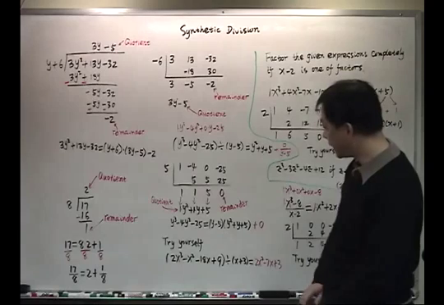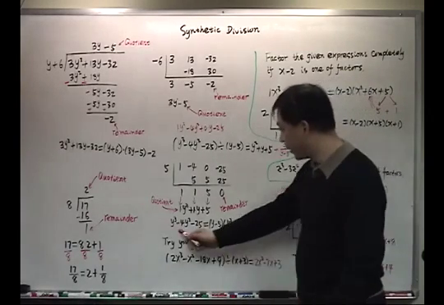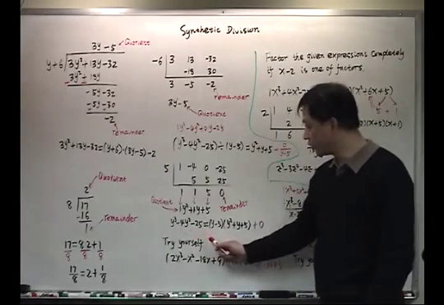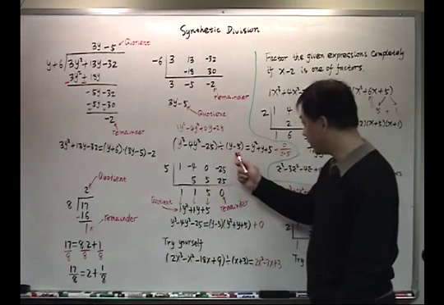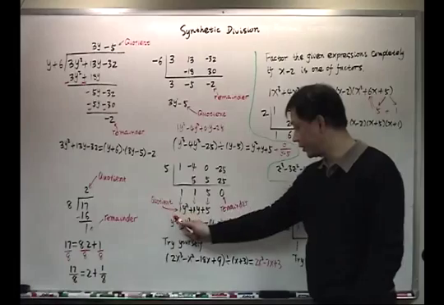Okay, so again you may not write 0. You may write it in this way. Okay, dividend equals the divisor y minus 5 times the quotient, right here.